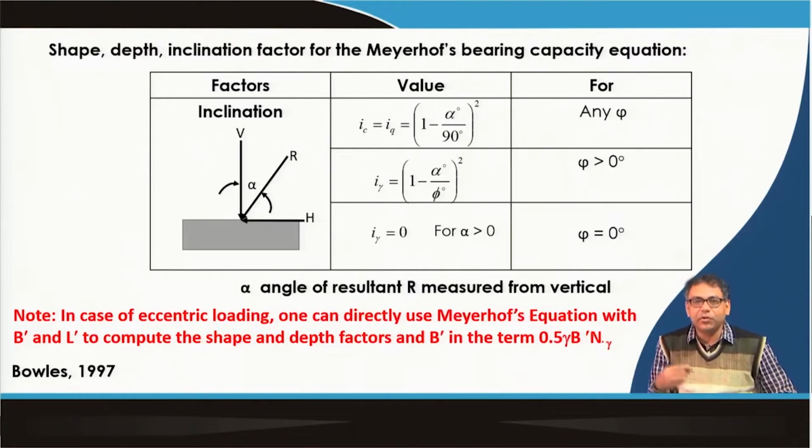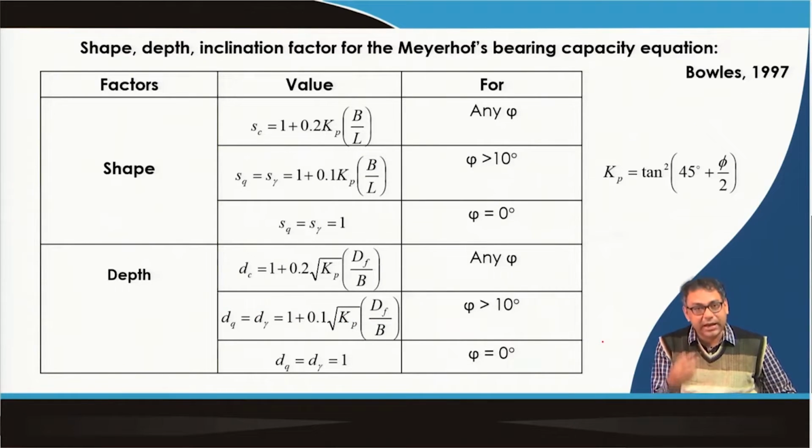So, depending upon which way the eccentricity is, whether it is in the L direction, or in the B or width direction, or in both directions, based on that we have to determine the effective width and effective length, and then we have to calculate the effective area also. So, that means now in case of eccentric loading, when we calculate the shape factor and depth factor as per the Meyerhof equation, we will not use B or L, we will use B dash and L dash.